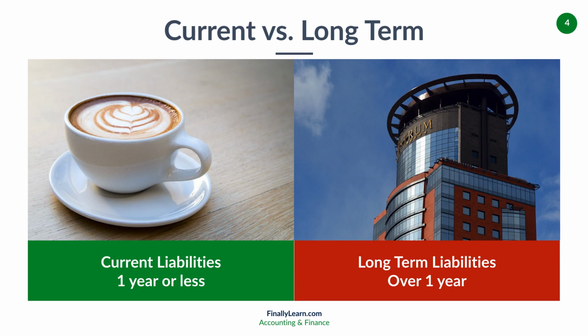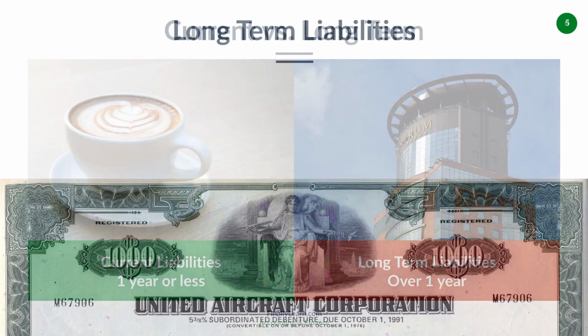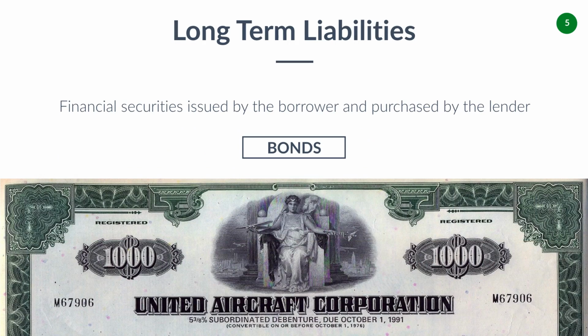So we're talking about liabilities with a 5 or 10 or 15-year life. The best example of a long-term liability is bonds, and bonds are simply financial securities that are created and issued by the borrower and purchased by the lender. So if you own the bond, you're a lender, an investor, and you have the right to receive a stream of payments that are specified in the bond contract.